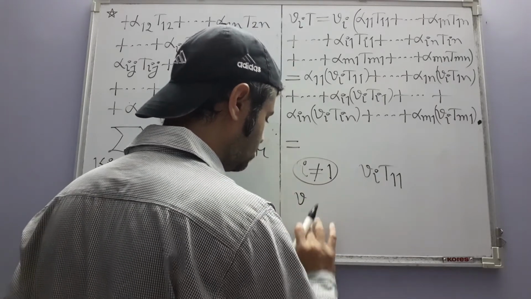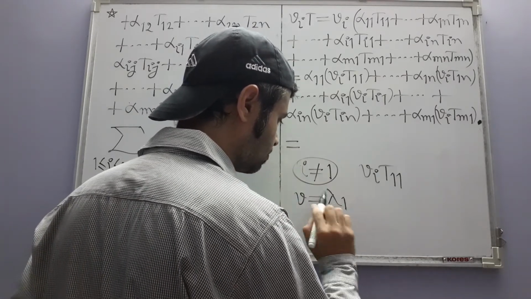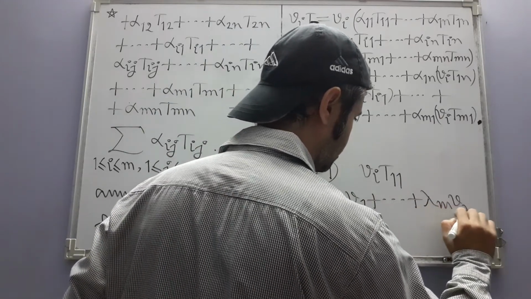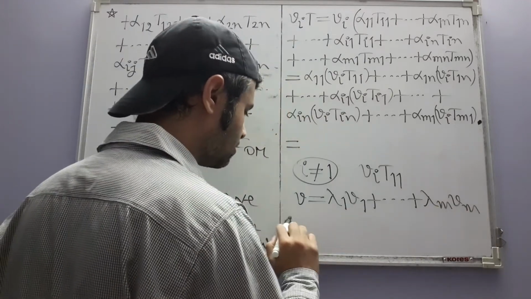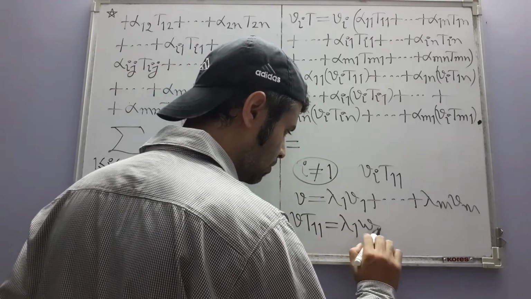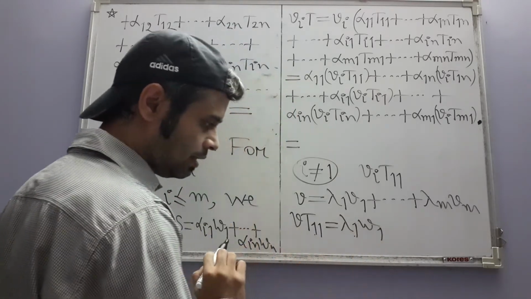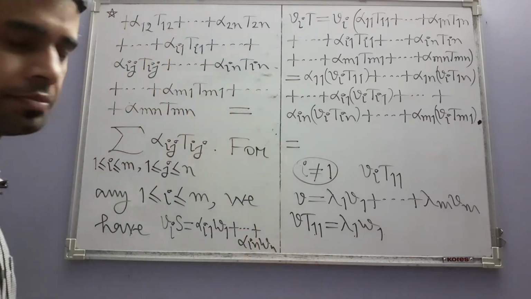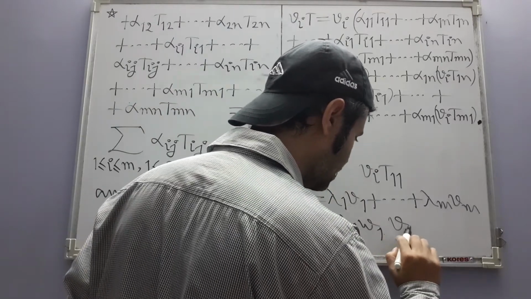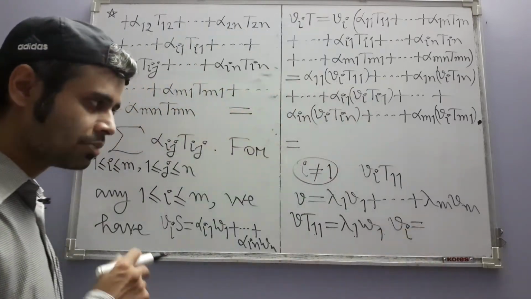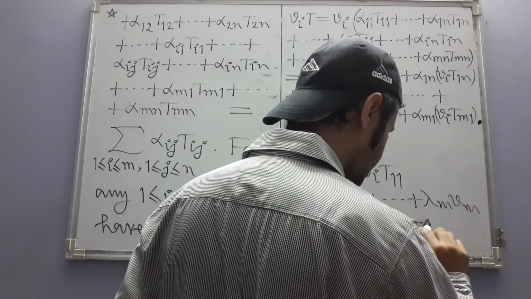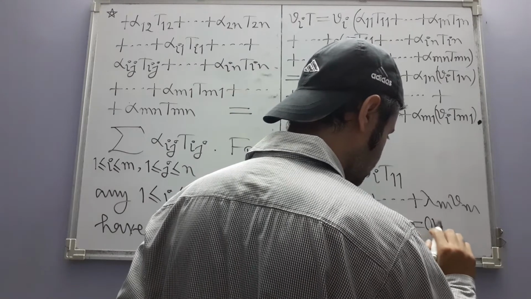Originally we had v like this, no? Lambda 1 v1, etc., plus lambda m vm. Our definition for vT11 should be this: lambda 1 w1. This one is coming from here and this one is coming from here. Now what about vi? vi itself is also a linear combination of the basis vectors v, all the v's, and specifically that linear combination in this case is this.